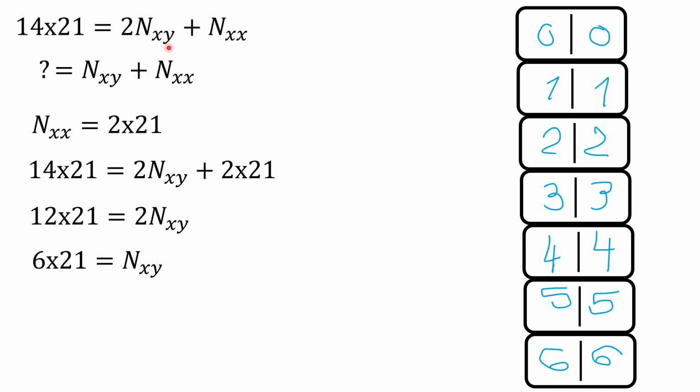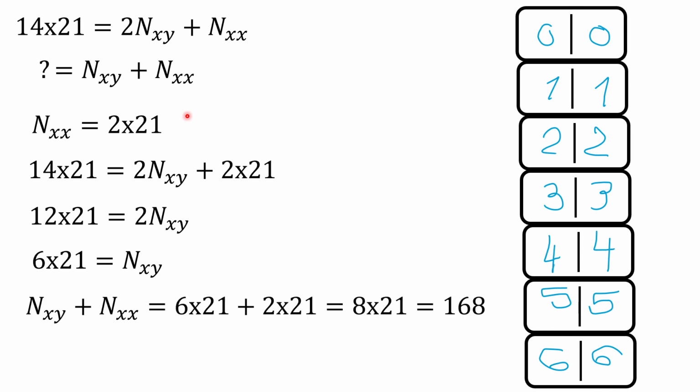We're interested in the sum of these guys. The first guy is this. The second guy is this. We just need to add them up. We get 8 times 21, or 168. And that's it. So you see two different ways to calculate the number of dots on dominoes. Both ways give us the same answer. Obviously, they have to. And it's up to you to decide which way is easier.